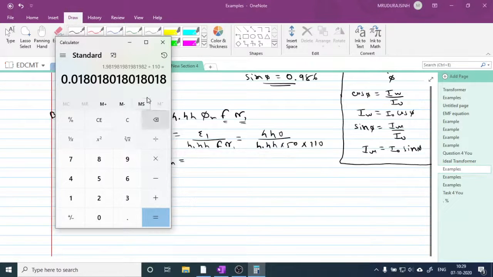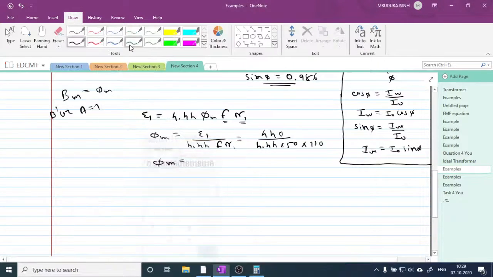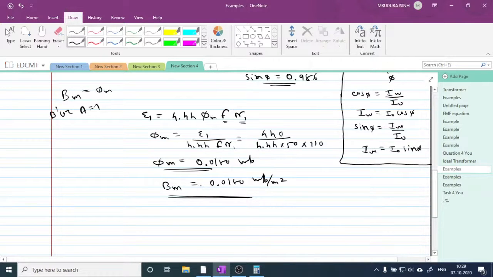So it gives us 0.0180180180180. Wow, what a fantastic number, right? It's a good number, right? 0.0180 is the answer. 0.0180 Weber. So this is our maximum flux, and the flux density Bm will be 0.0180 Weber per meter square. So this is our answer.